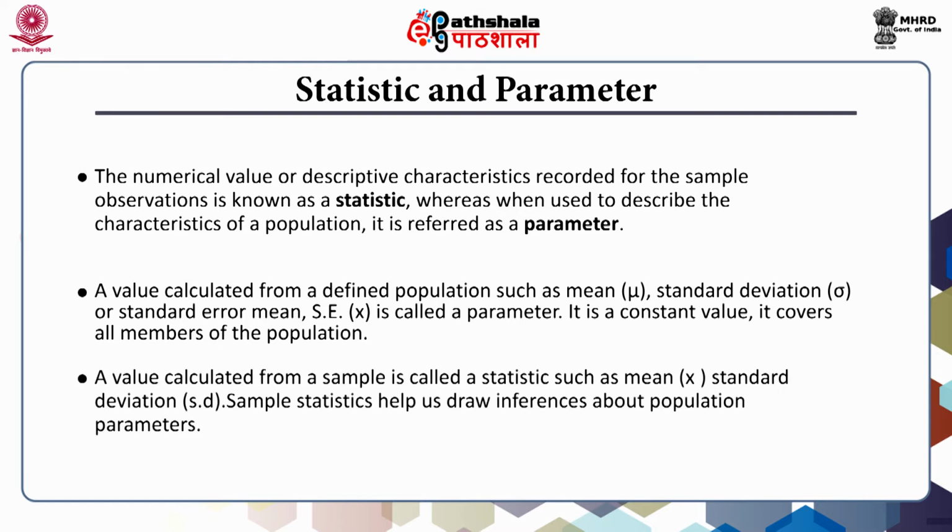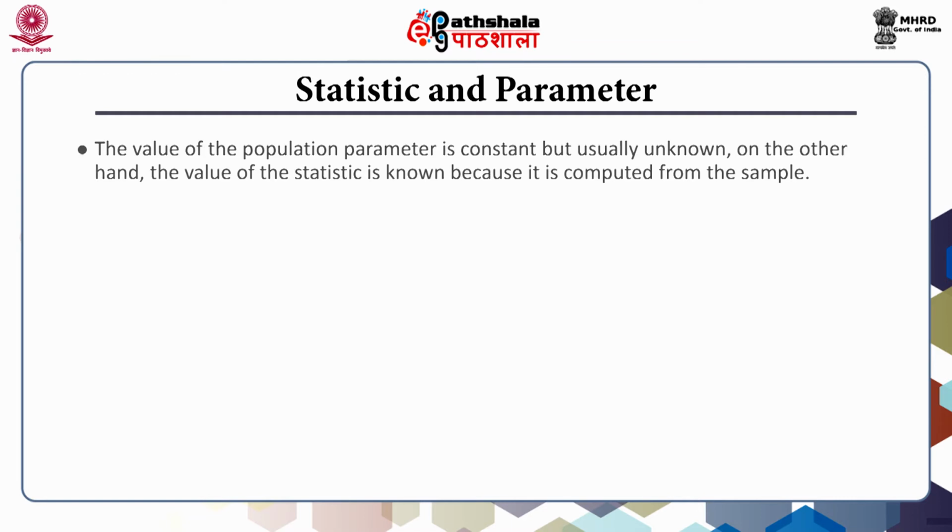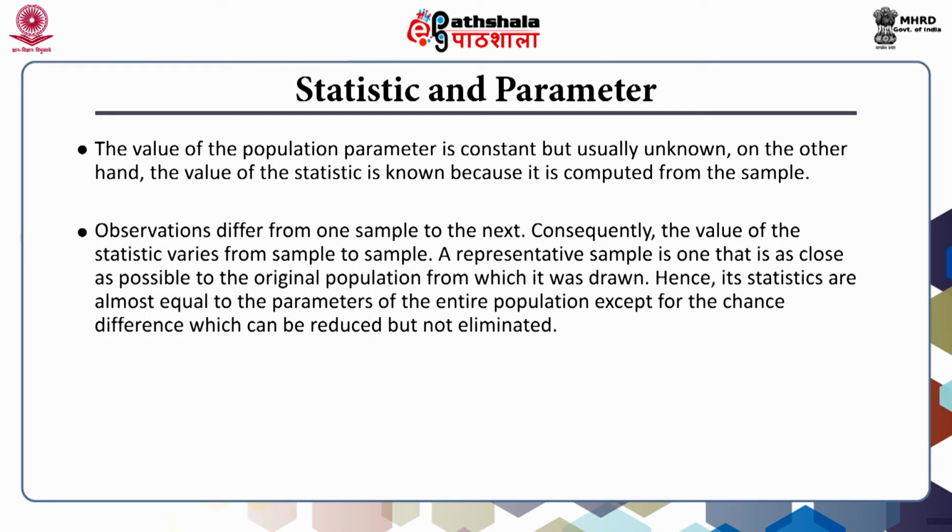On the other hand, a value calculated from a sample is called a statistic such as mean, standard deviation. Sample statistics help us to draw inferences about population parameters. The value of the population parameter is constant but is usually unknown. On the other hand, the value of the statistic is known because it is computed from the sample. Observations differ from one sample to the next. Consequently, the value of the statistic varies from sample to sample.